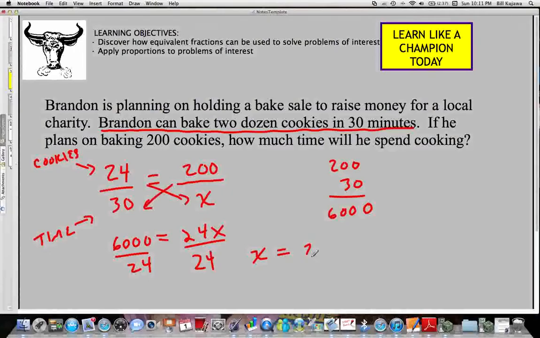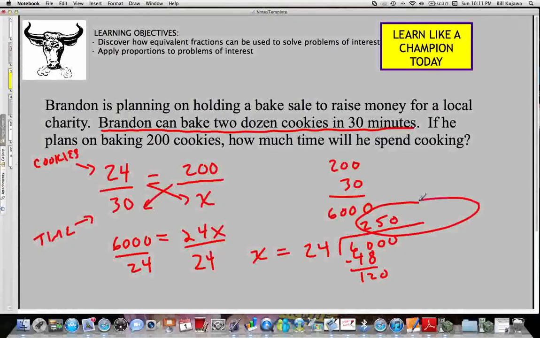For those of you without a calculator, we'll do it the long way. Some of you haven't done this in quite a while. That's good, it's good practice. Let's say it's going to be 2, which is 48. Subtract those, you get 12, which is 120. And I believe that's 5. So it's 250, and that's 250 minutes, which is approximately, it's a long time. It would be 4 hours and 10 minutes baking cookies on a good day's work.